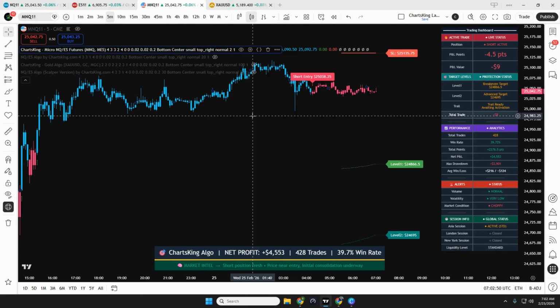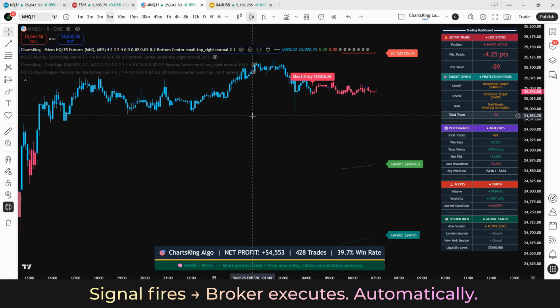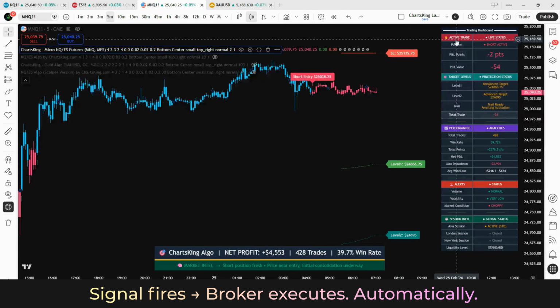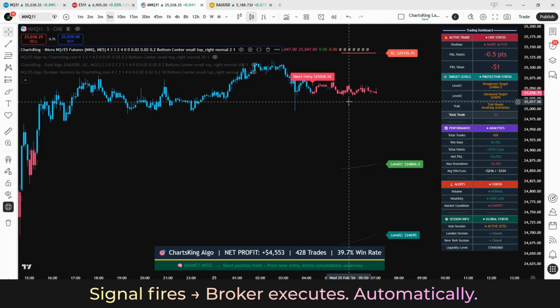If we come back here, it's a webhook compatible thing. For those who don't know what that means, in simple terms, the moment ChartsKing Algo prints a signal on your chart, it sends an instant instruction directly to your broker. Entries placed automatically, no delay, no emotion, no sitting in front of a screen waiting. In the TradingView section, you can trade from this section, and you can press this, and based on your own broker, let's say Tradovate or Interactive Brokers or whatever that is, you can choose that, log into it, and that will be easily connected to your own screen.